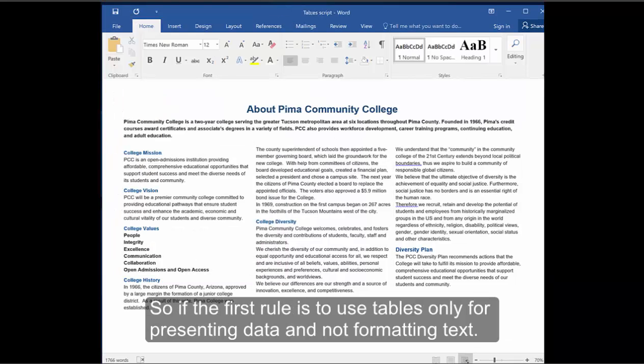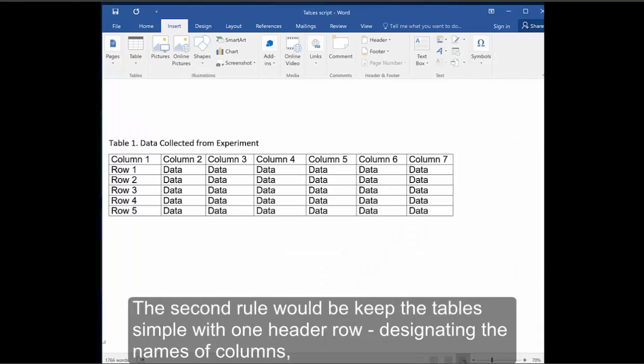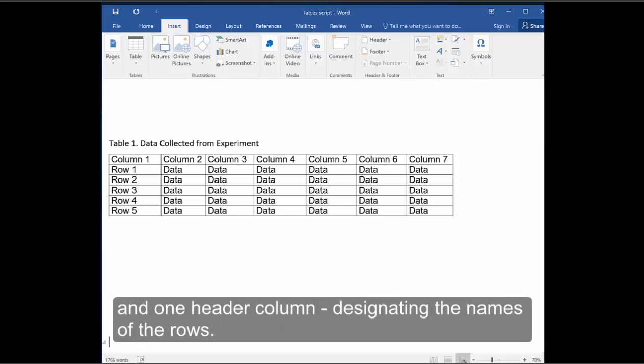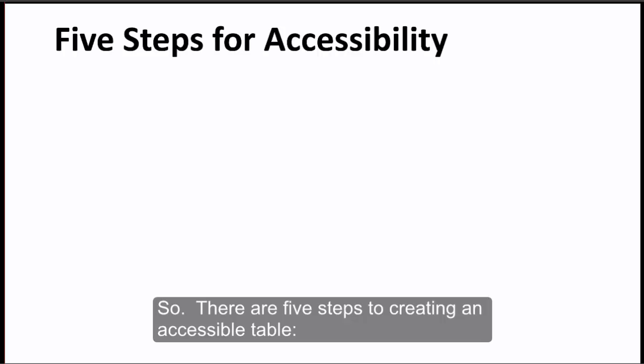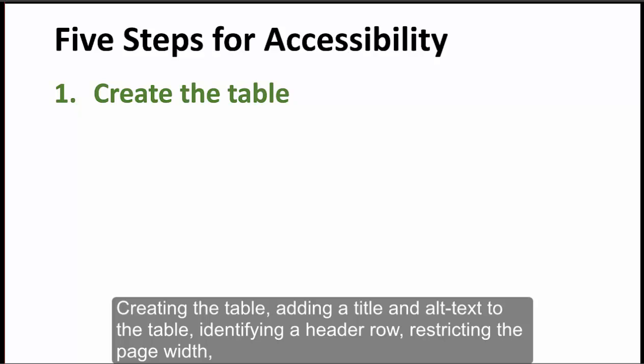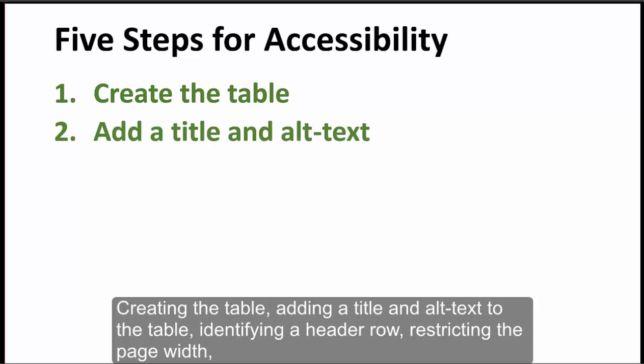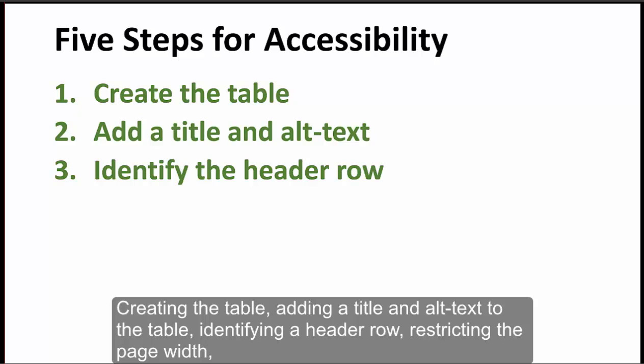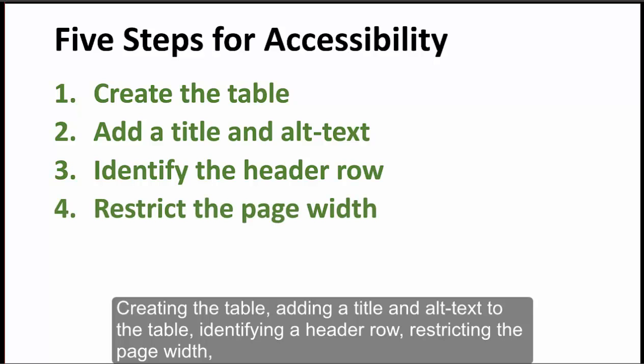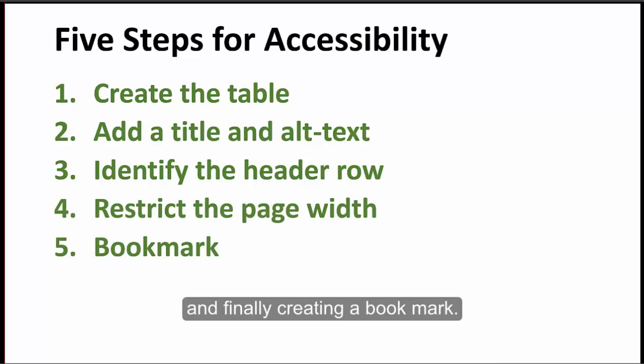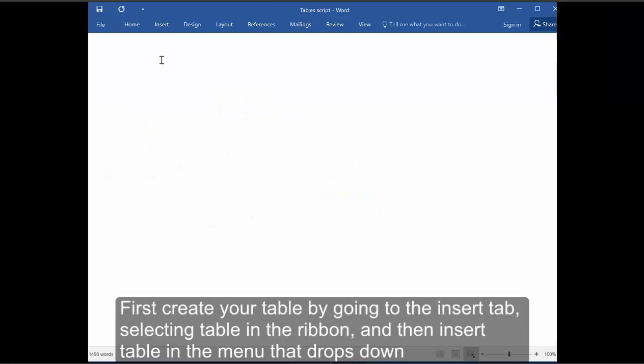So if the first rule is to use tables only for presenting data and not for formatting text, the second rule would be keep the table simple, with one header row designating the names of the columns and one header column designating the name of the rows. So there are 5 steps to creating an accessible table: creating the table, adding a title and alt text to the table, identifying a header row, restricting the page width, and finally creating a bookmark.